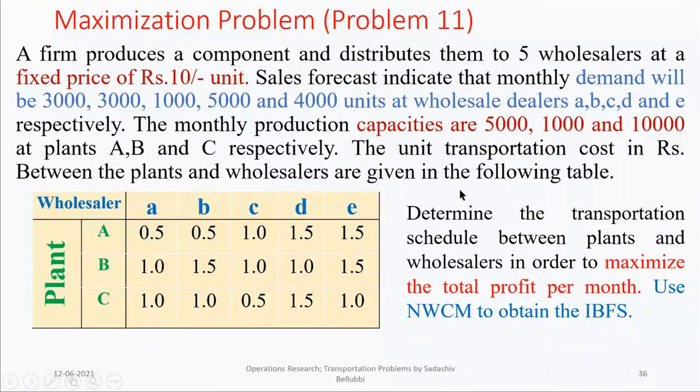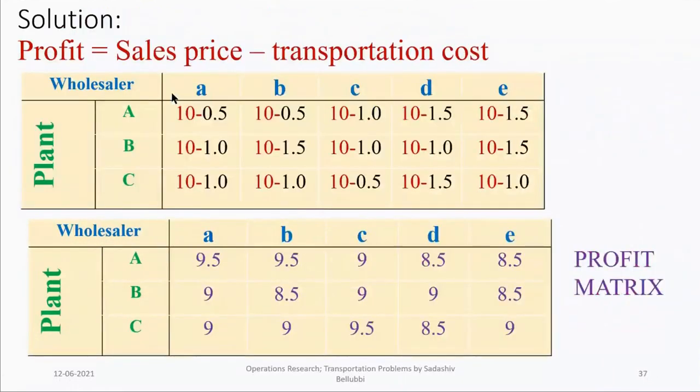In the second line they are given that the wholesalers are selling the product at 10 rupees each. All the wholesalers are selling at rupees 10. Sales price minus cost will give the profit. So we need to write profit equal to sales price minus transportation cost. So this is the matrix you need to write down. So 10 minus 0.5. Likewise, once you write that, you will get this profit matrix.